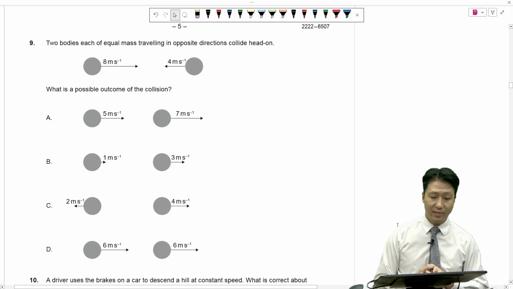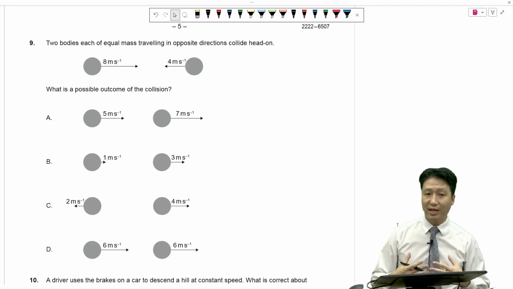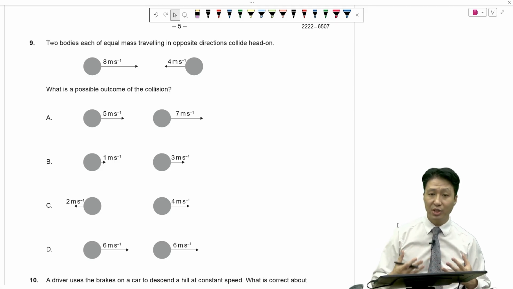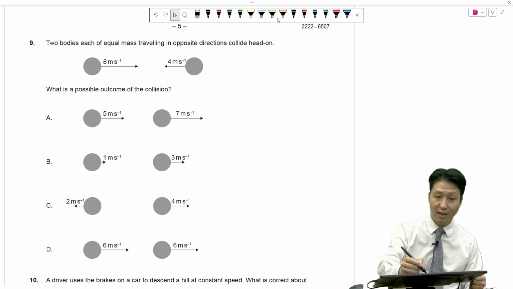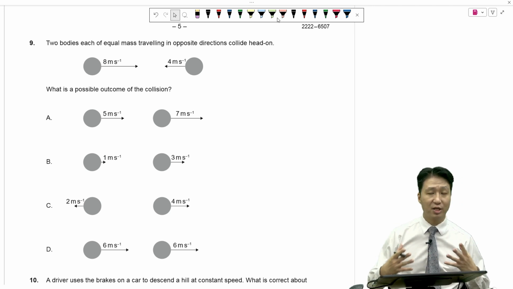In question number 9, two bodies of equal mass traveling in opposite directions collide head-on. What is a possible outcome of this collision? So, first of all, if you have a collision, you know you have to use the conservation of momentum.